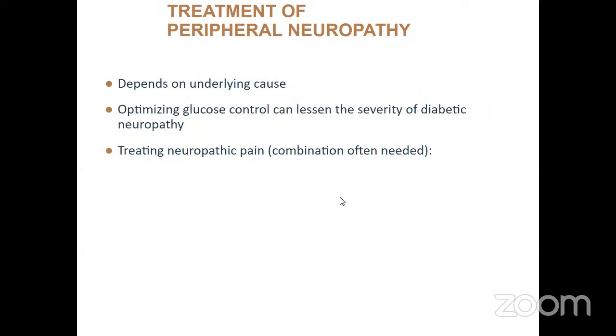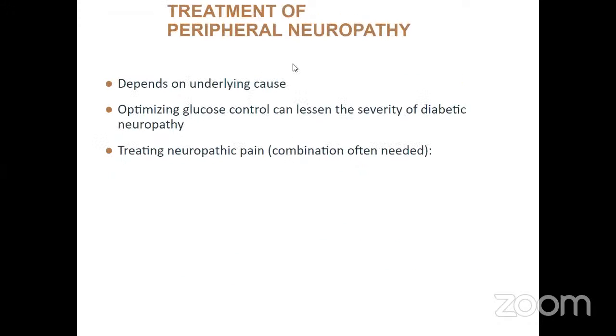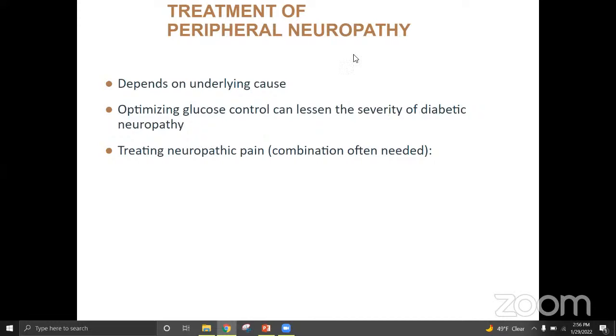The treatment of peripheral neuropathy depends on the underlying cause. If it is diabetes, we have to treat the diabetes to make sure their hemoglobin A1C level remains in the range to not worsen that condition. And we have a couple of options for the treatment of neuropathy. That is gabapentin, pregabalin, and duloxetine. These are the drugs which we are using for neuropathy.